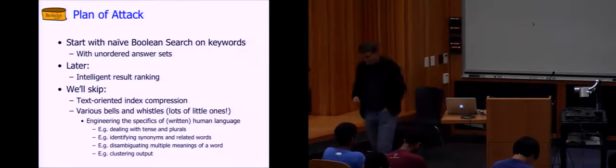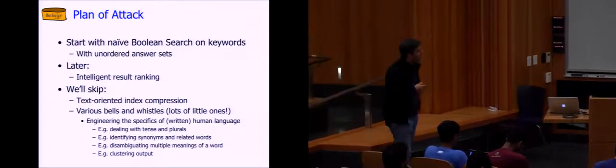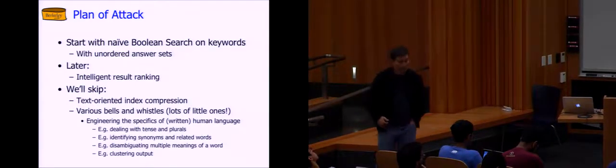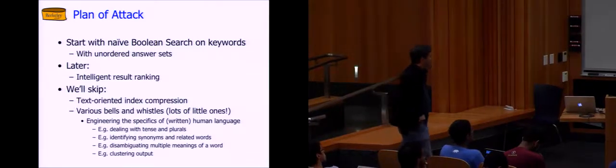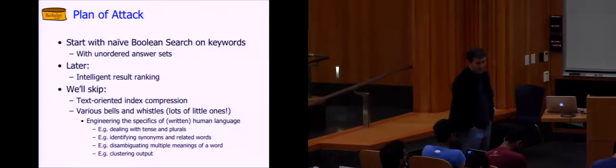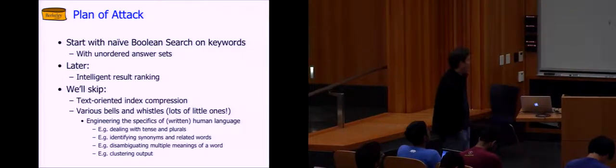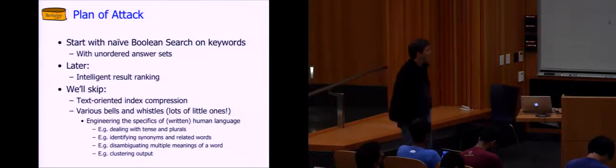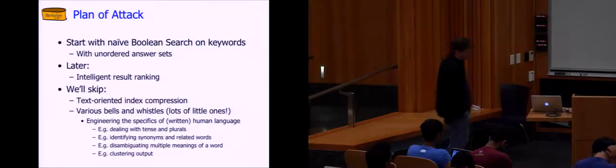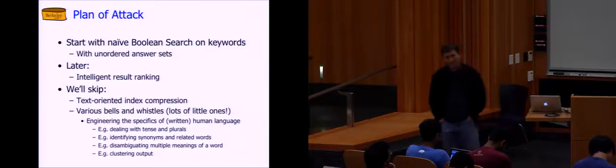Okay, so here's how we're going to attack the topic. We'll look first at this naive Boolean search on keywords. So which documents have which words? Right? And the answer sets will not give you good rankings. We'll give you arbitrary rankings. Second, we'll look at ranking the results. And there's a bunch of stuff we're going to skip. There's a whole bunch of things.